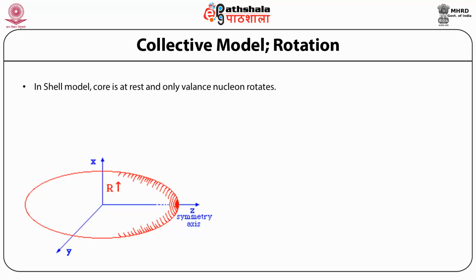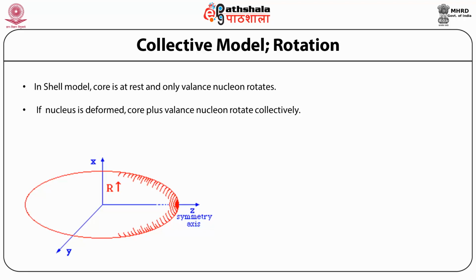In the shell model, the core is at rest and only valence nucleons move. So, as per the shell model, the properties observed in nuclei depend upon the motion of valence nucleons only. If the nucleus is deformed, core plus valence nucleons rotate collectively. So, it is very important for the nucleus to be deformed in order to observe the quadrupole rotations. So, when the nucleus is deformed, core plus valence nucleons rotate collectively.